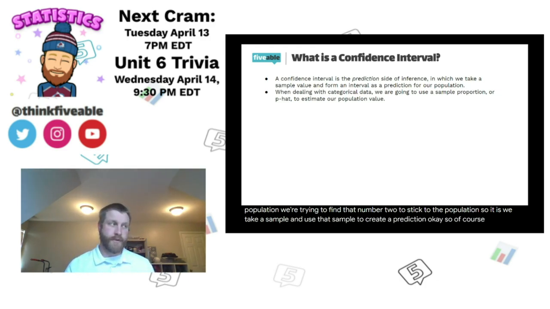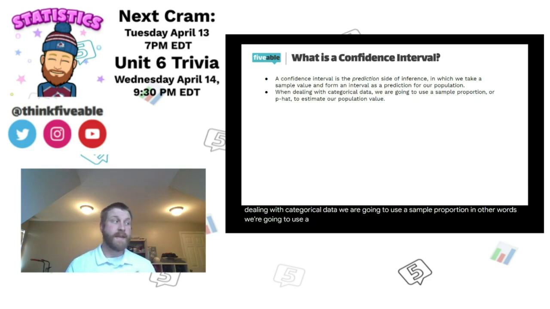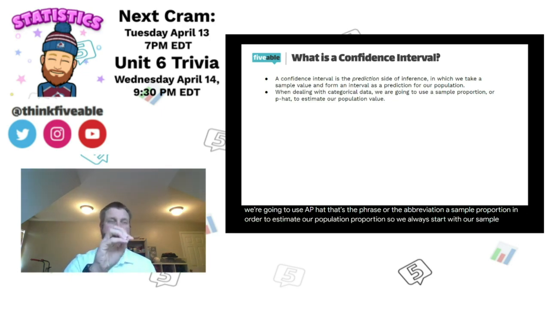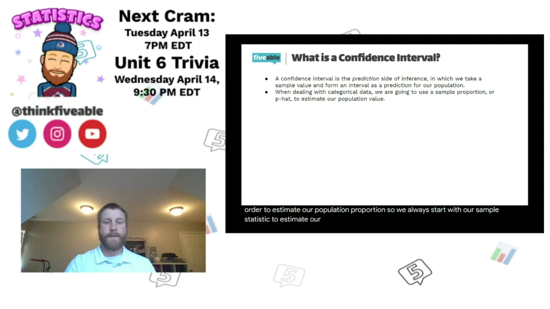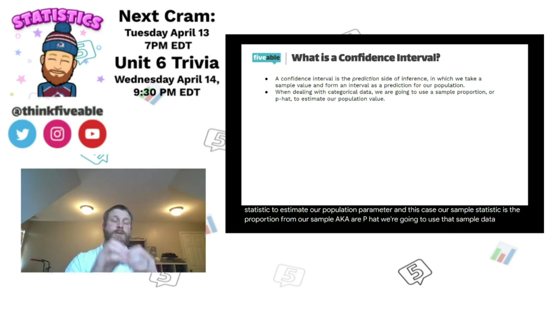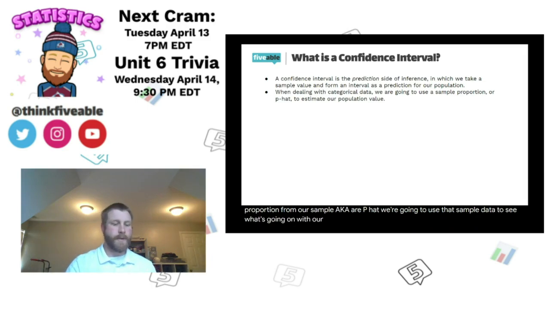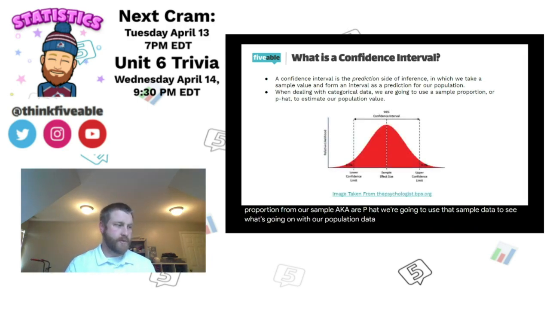Okay, so of course we're dealing with categorical data. We are going to use a sample proportion. In other words, we're going to use a p-hat. That's the phrase or the abbreviation there for sample proportion, in order to estimate our population proportion. So we always start with our sample statistic to estimate our population parameter. In this case, our sample statistic is the proportion from our sample, aka our p-hat. We're going to use that sample data to see what's going on with our population data.